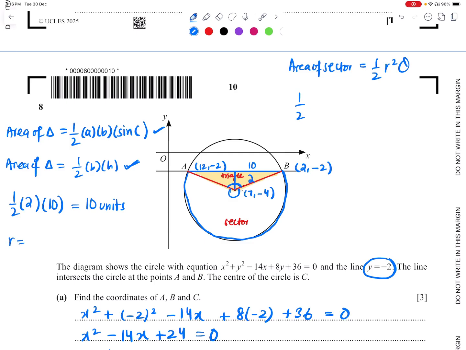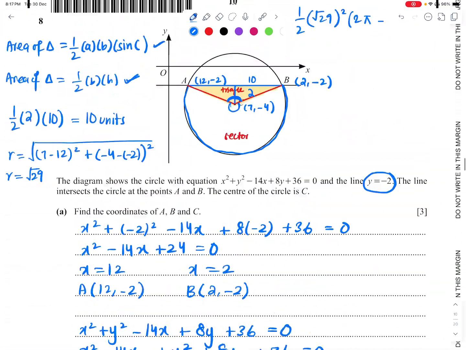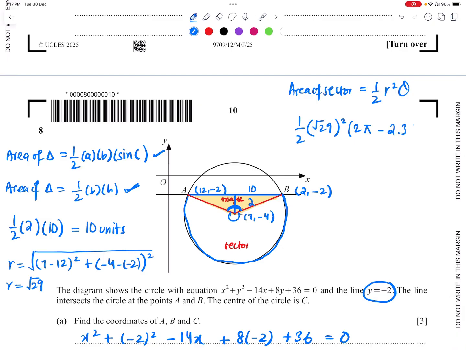R is basically going to be using the distance formula. That's going to be -4, it's going to be 7 minus 12 whole square plus -4 -2 whole square. This is going to give me under root 29. That's going to be under root 29 whole square into 2 pi minus the answer that we got in the previous part because we're subtracting it from this angle. That was 2.38. That is going to give me the area of sector as 56.59.